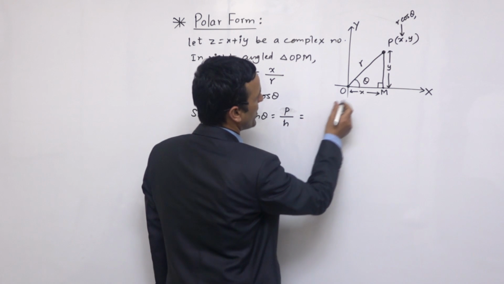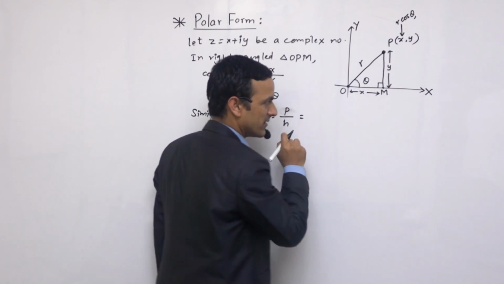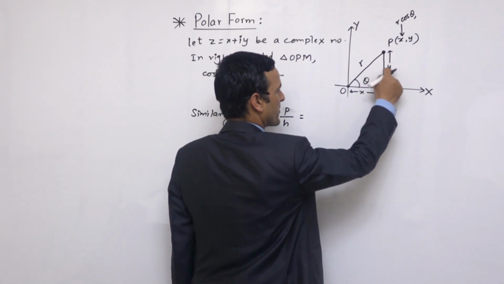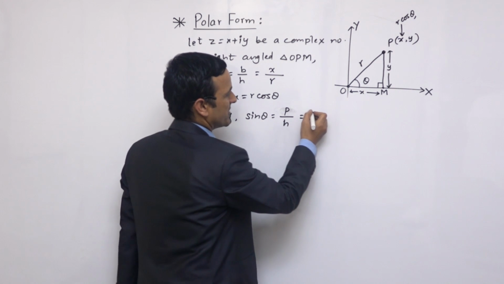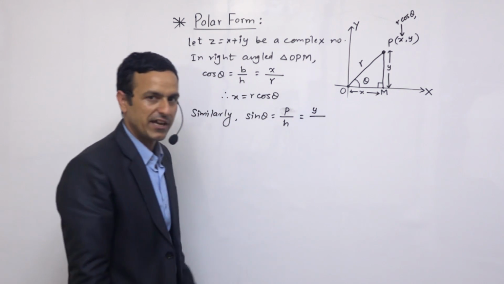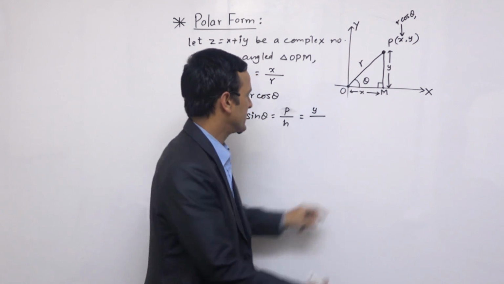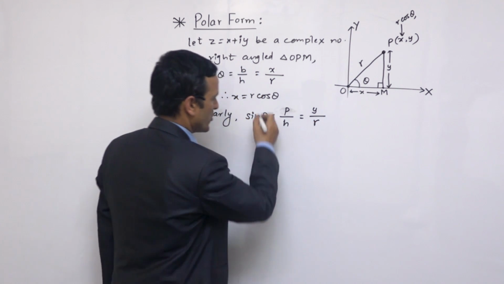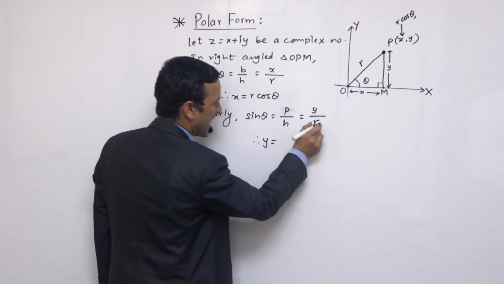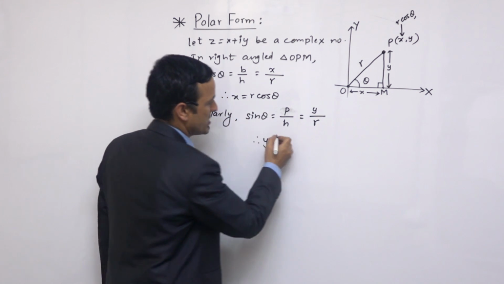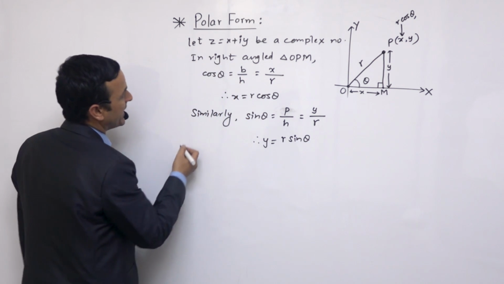So in this figure, perpendicular is the side which is just opposite to the reference angle, this angle. So this is perpendicular, or we can say it is a height. So this height should be written over here, and hypotenuse means the side which is just opposite to the right angle. So write down r. So if you cross multiply, if you find the value of y over here, then r times sine theta. So write down r times sine theta.